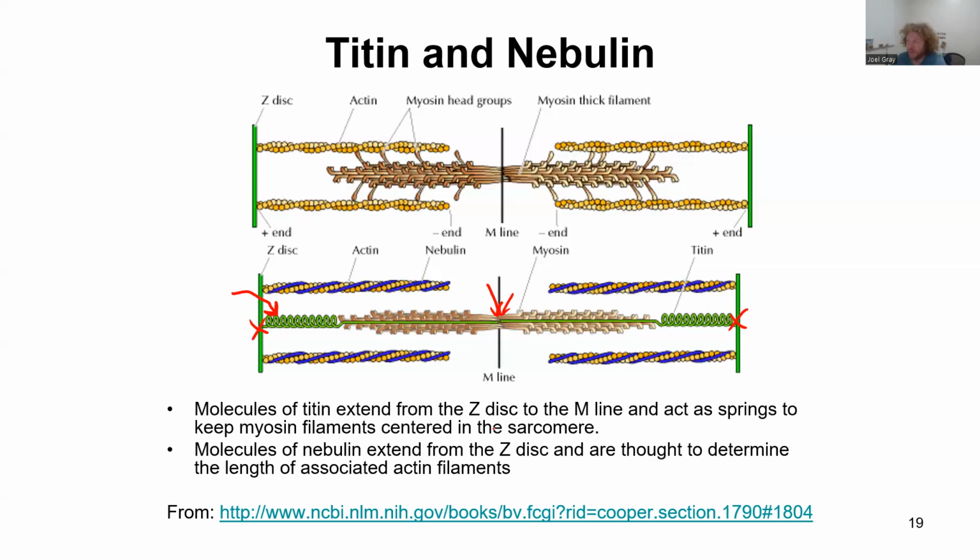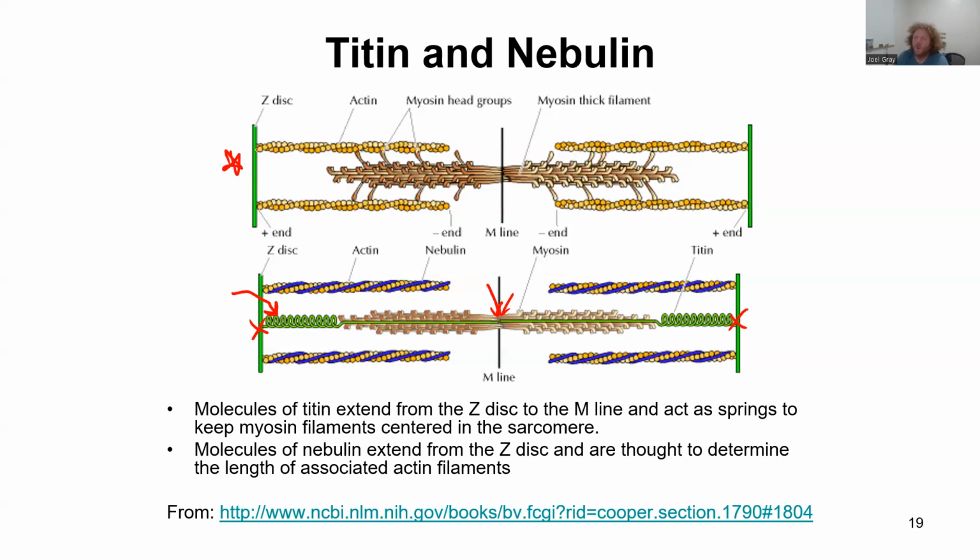Molecules of another protein known as nebulin extend from the Z disc and are thought to determine the length of the associated actin filaments. Okay, so nebulin is this blue protein that's kind of wrapped around this corn cob looking protein known as actin. Now, with that known, let's take another look at one of these sarcomeres, because this entire thing from Z disc to Z disc is a sarcomere.